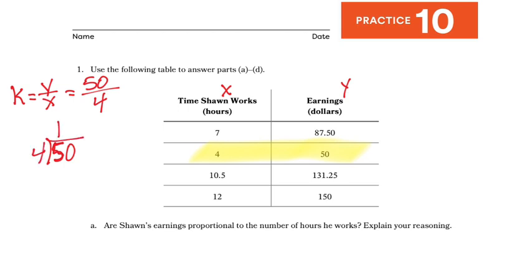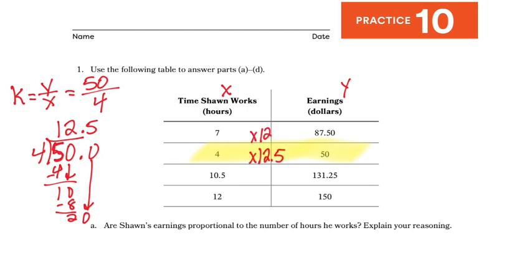4 goes into 5 one time. This is the remainder of 1. Bring down our 0. That's going to go 2 times. We add our decimal and our 0, decimal up, 0 down, and that goes 5 times. So our constant on that row is 12.5.